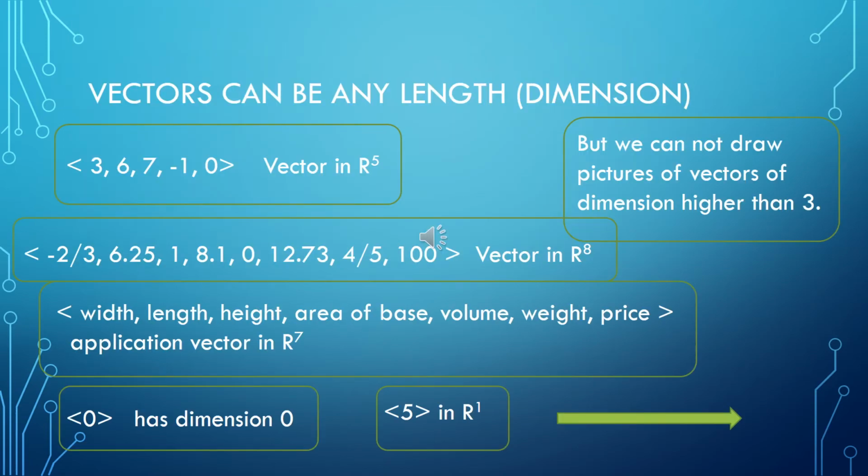I've been mentioning 3 dimensions and 4 dimensions and 5 dimensions, so just a reminder, vectors can be any length or dimension. So here are some examples. The vector 3, 6, 7, -1, 0. That's an example of a vector in R5 or in the 5th dimension. I can't draw a picture of dimensions higher than 3, but a lot of the concepts that we're going over just extend right into other dimensions. Like the processes that we do, you do the same thing just in higher dimensions.